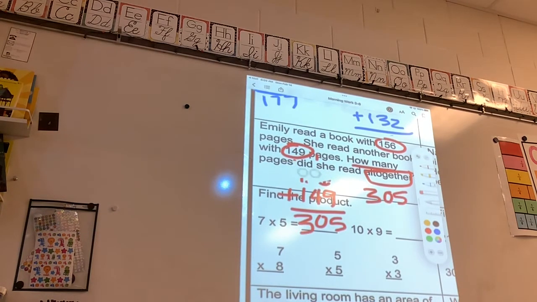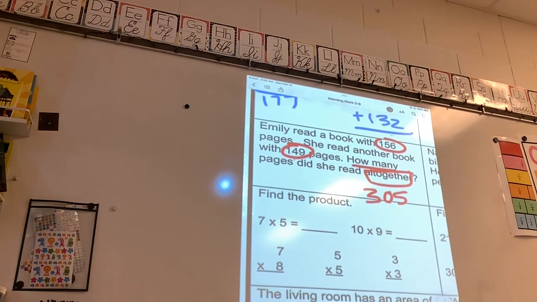Miss Bill, what if you did the other way? You switch it around, the 149 is on top. It's still equal the same. That's fine. Because remember, with addition, the addends can be in any order. Subtraction is different because your bigger number has to go on top. So to check it, we're going to subtract 149. 5 minus 9? Can't do that.